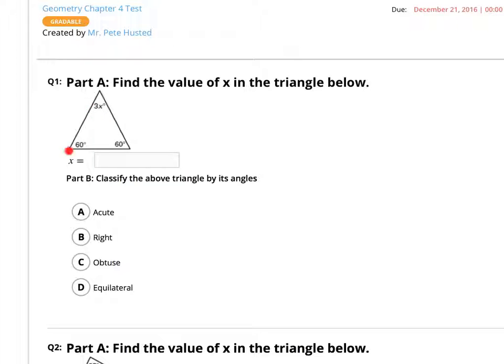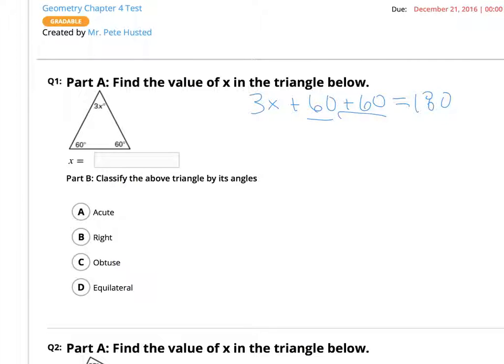Okay, 60 degrees, 60 degrees, and 3x are the three angles of the triangle. So remember there's 180 degrees, so you're going to want to go 3x plus 60 plus 60 equals 180, and solve for x from there. Remember, you've got like terms to combine here first. Okay? Solve for x and make sure you type in your answer.